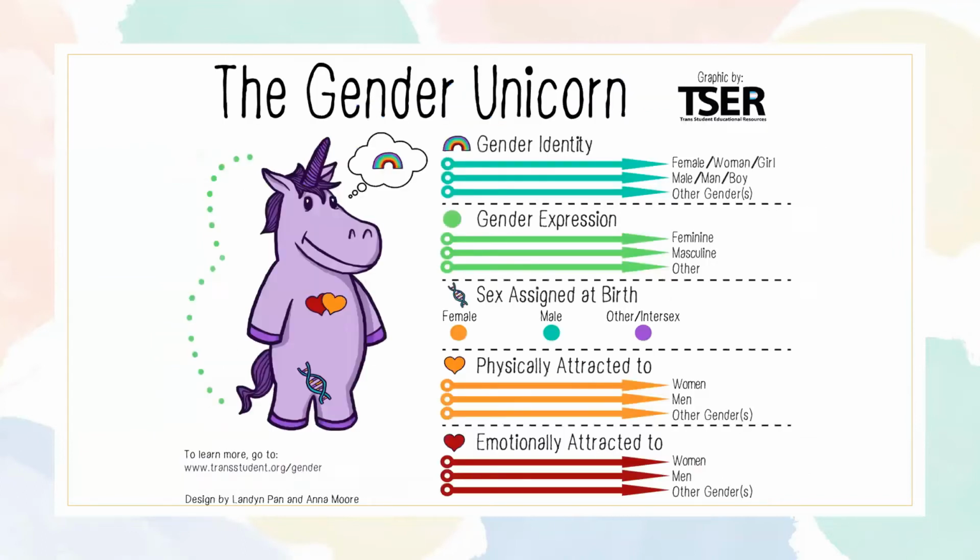This illustration is by TSER, which is a trans student organization, and it makes it a little bit easier for us to understand gender identity, gender expression, and sex. Gender identity and expression, or sex assigned at birth, and who we are physically and emotionally attracted to vary from person to person. Gender identity can be female, woman, girl, male, man, or boy. Gender expression can be feminine, masculine, or somewhere on the spectrum. Sex assigned at birth could be female, male, or intersex, and who we are physically and emotionally attracted to can include women, men, or another gender.